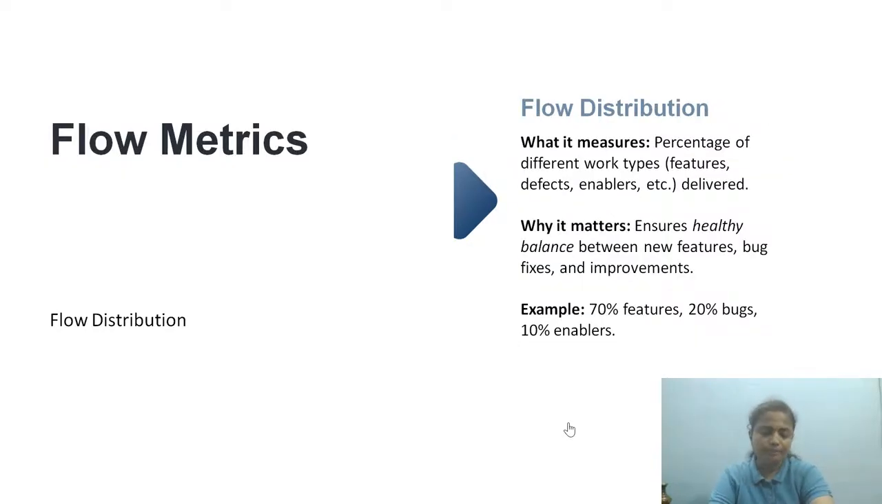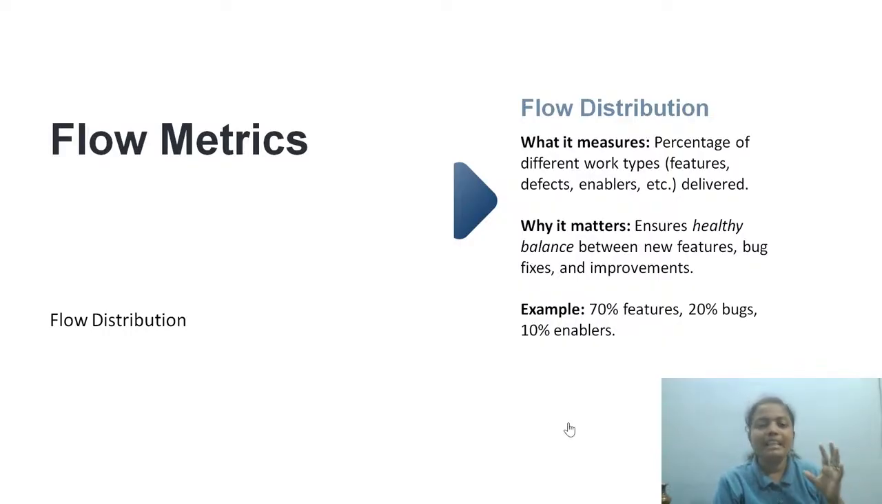Flow distribution. What does it measure? Percentage of different work types. See, it's very important we have the right balance of items that we are working on in a specific period of time. For example, in one month we are working only on bugs. That means it shows there is no value delivered. It's all about value correction that we have done using the bugs.